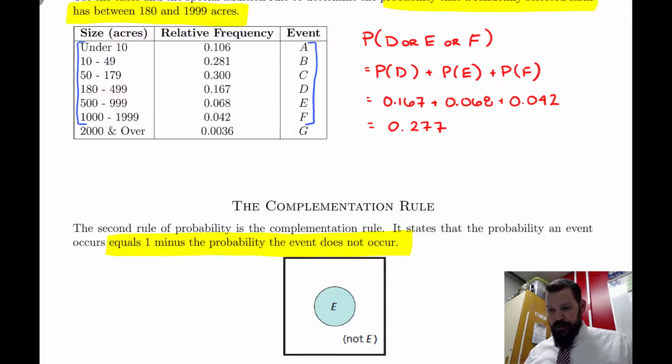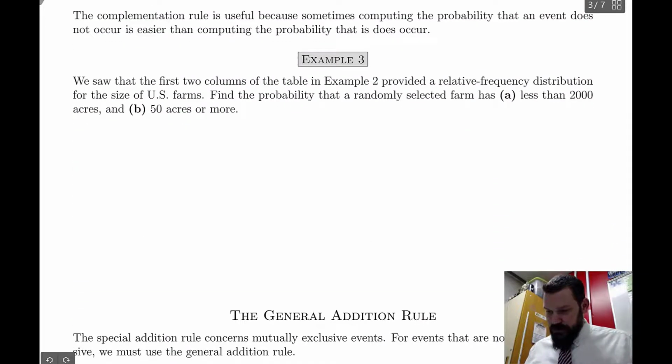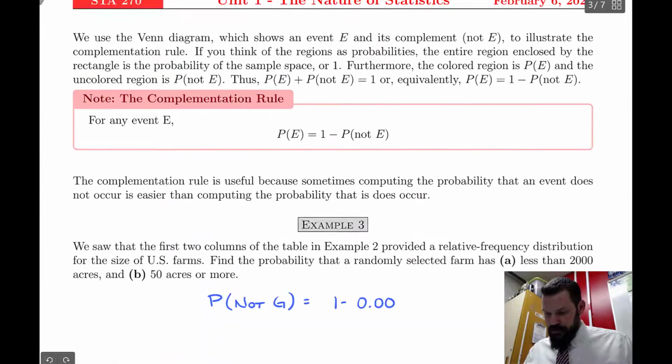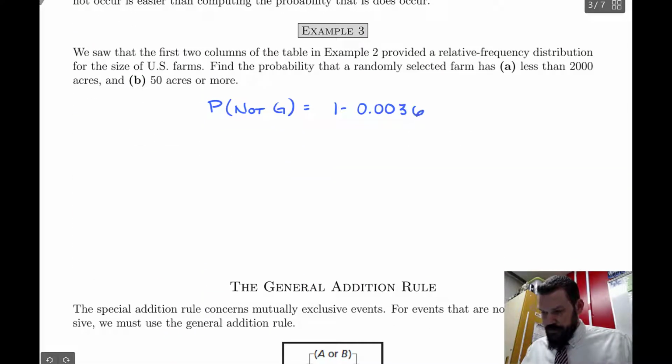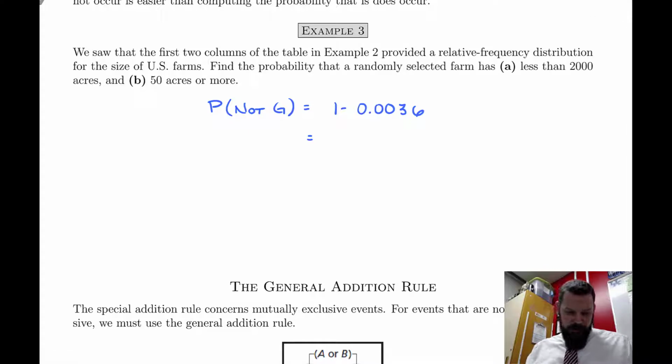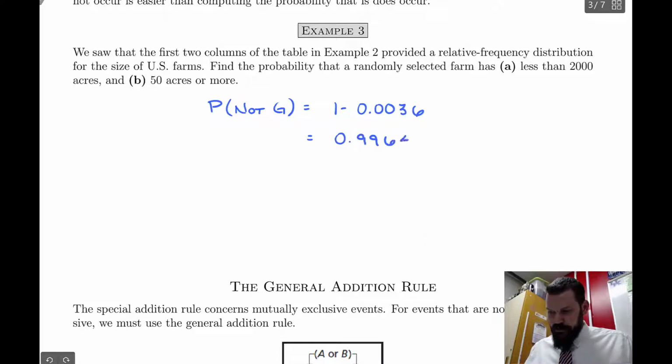So the probability of event G is 0.0036. So we can look at the probability of not G is equal to 1 minus 0.0036. Was it 2 or 3 zeros? 2 zeros, 36. So then that would be 0.9964. So the probability that a randomly selected farm has less than 2,000 acres is 0.9964.